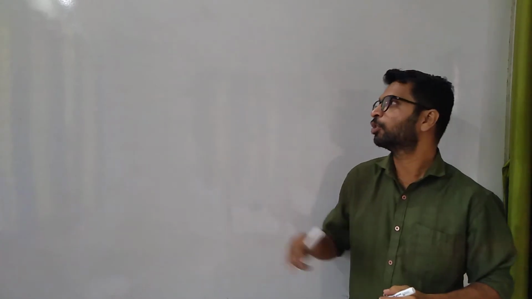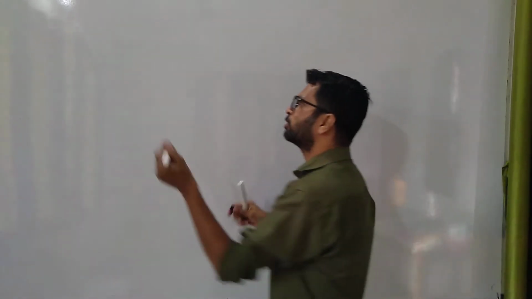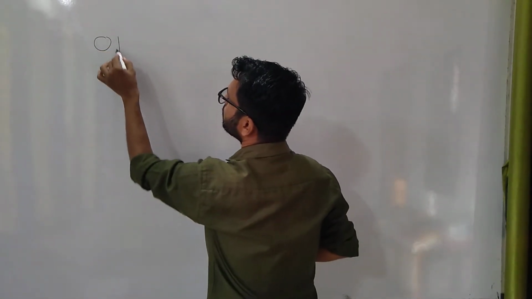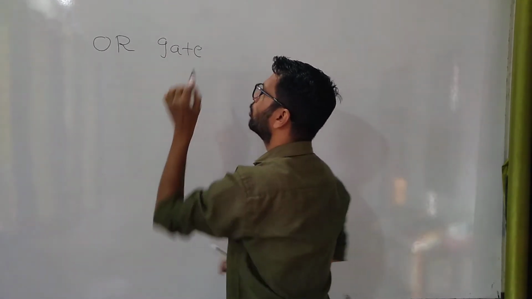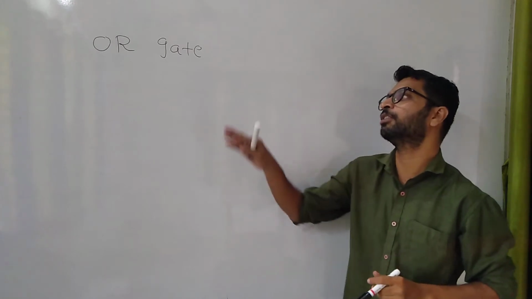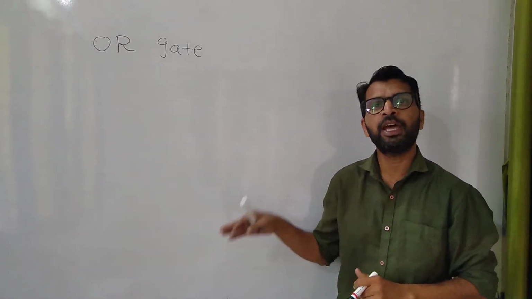Friends, today we will learn logic gates. So in this logic gate we will learn first of all the OR gate. In the OR gate we will learn the symbol, Boolean equation and truth table.